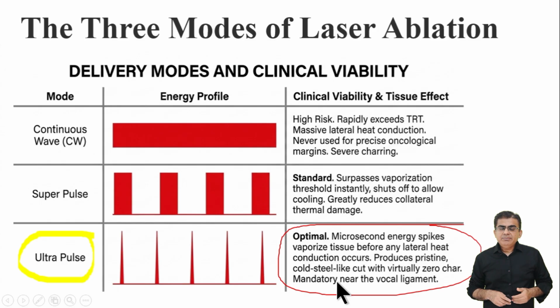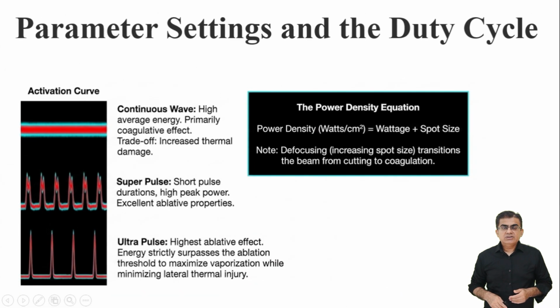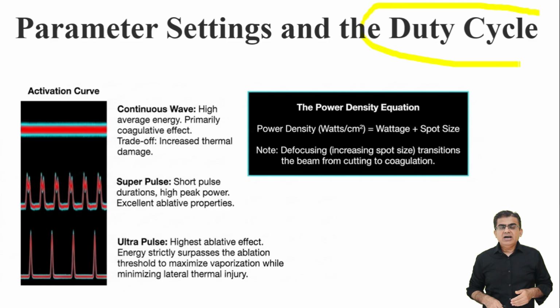When you are dissecting deep near the delicate vocal ligament, using ultra pulse is strictly mandatory. Let us look at the visual activation curves on your screen. This slide shows exactly what the machine is doing when you press the foot pedal. We call this the duty cycle. It is the total amount of time that the laser energy is actually interacting with the human tissue.